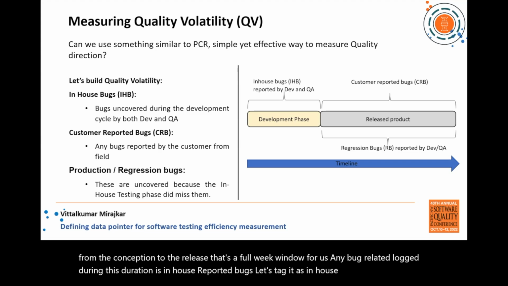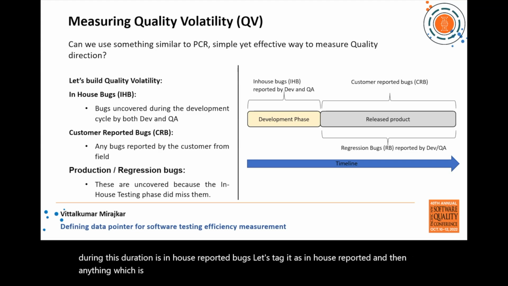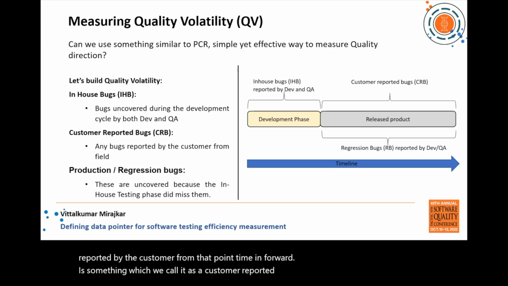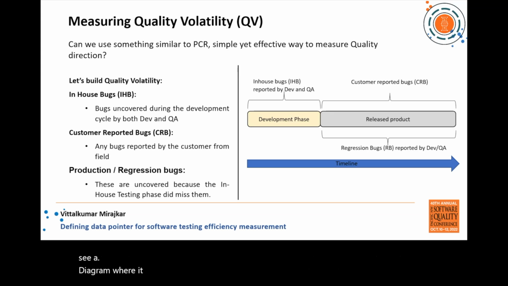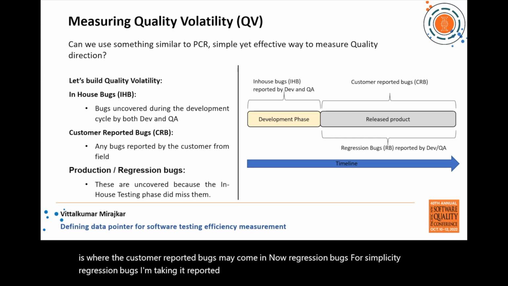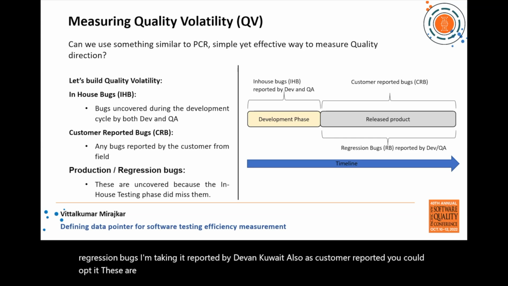Anything beyond the release date, once it hits production, any bug reported by the customer from that point forward is what we call a customer reported bug. On the right-hand side, you can see the diagram which shows the development phase, which is for in-house. The release phase is where the customer reported bugs may come in. For simplicity, I'm taking regression bugs reported by Dev and QA also as customer reported. You could opt for it. These are two numerical data points which get collected.